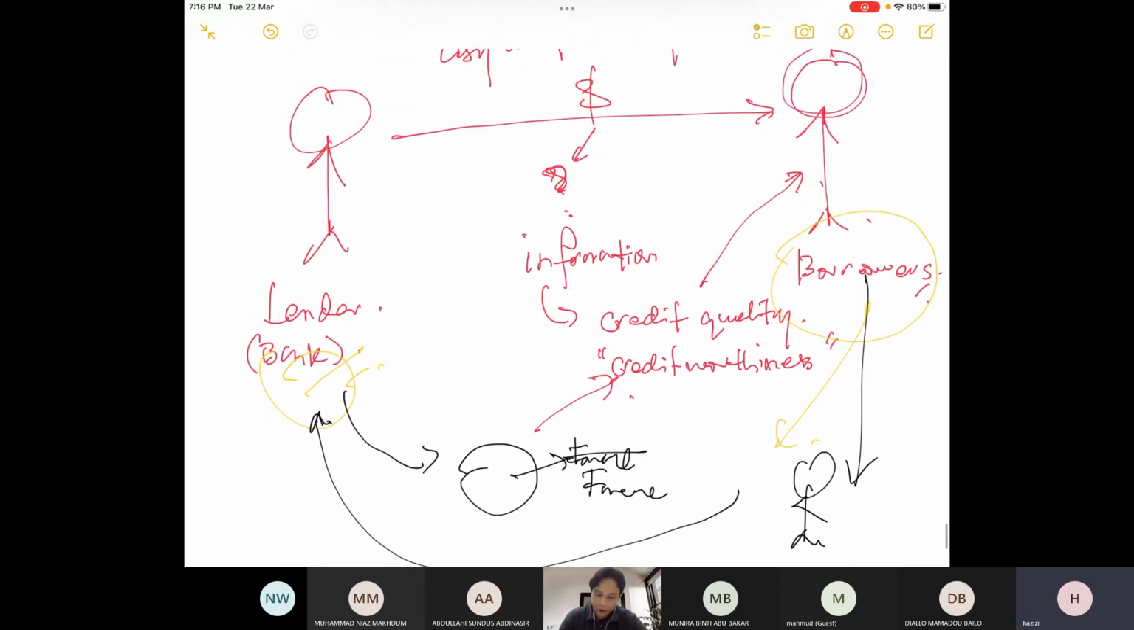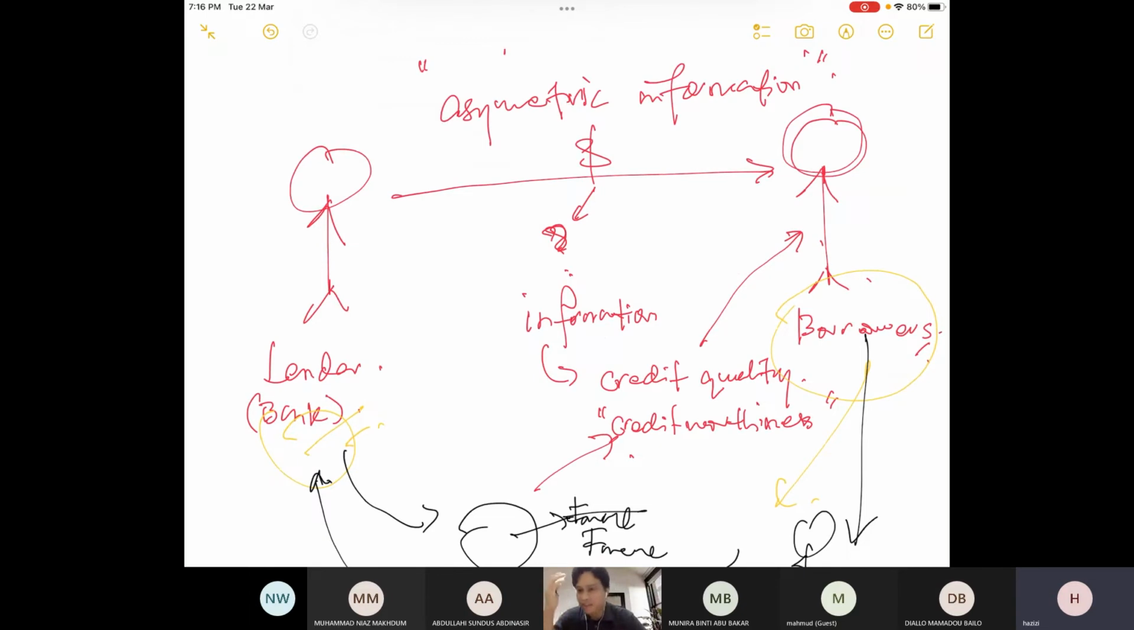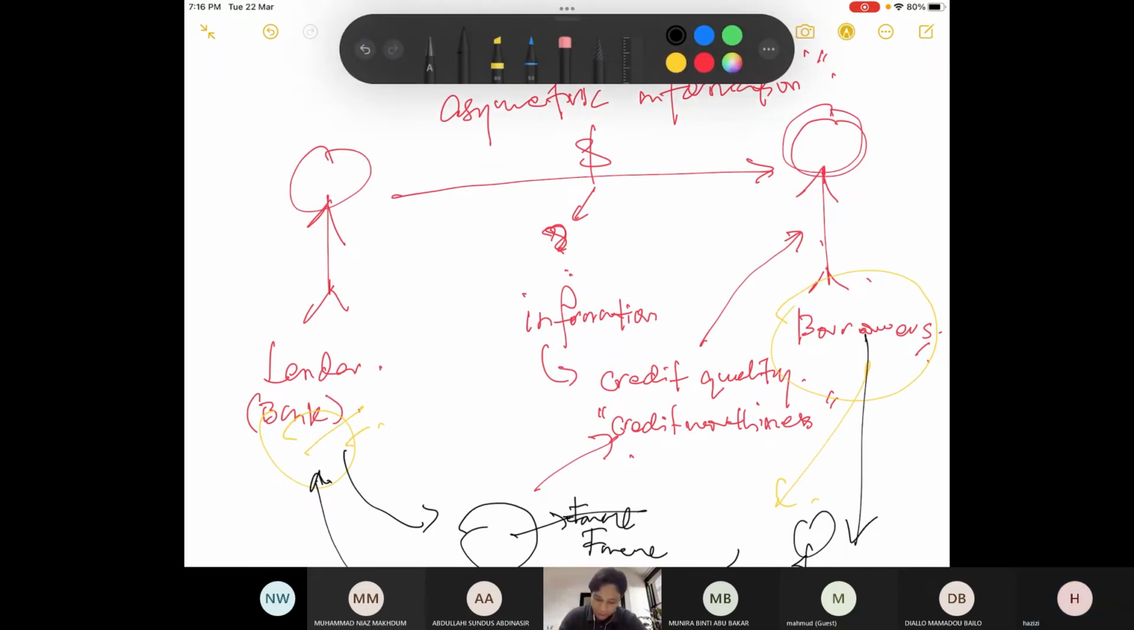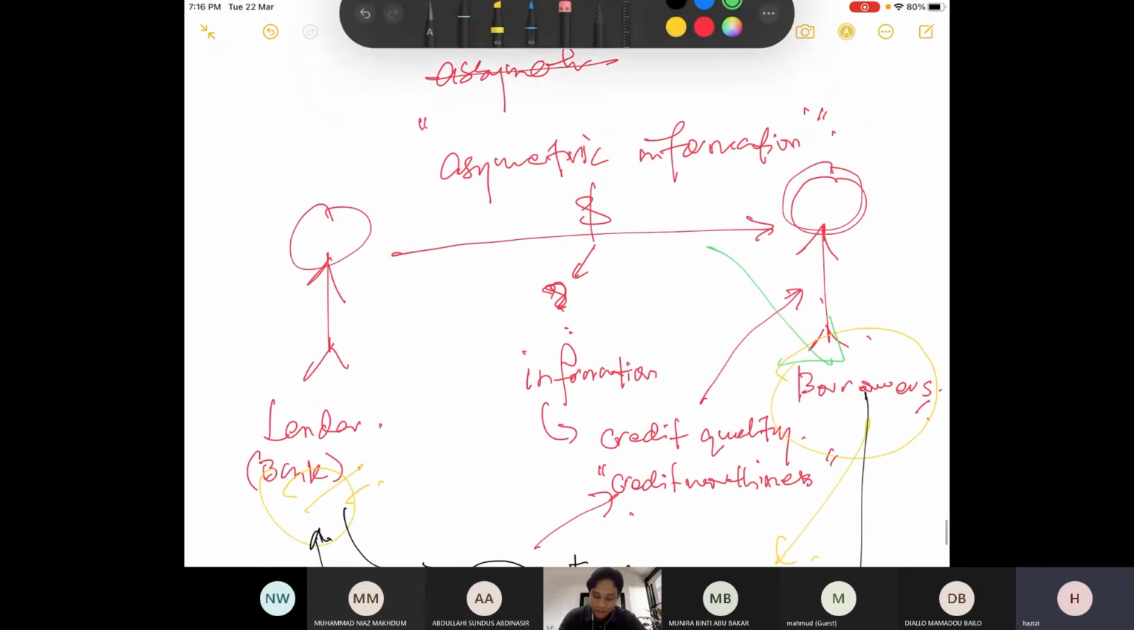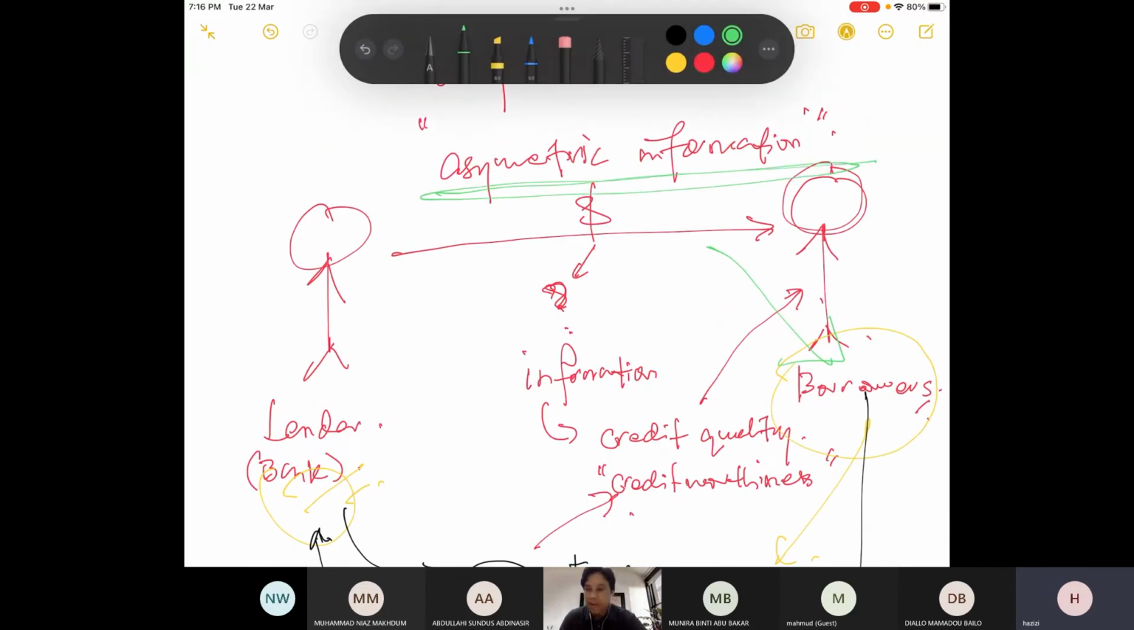So to answer the question earlier, who knows best is basically the borrower themselves, right? The borrower has the most information about him or herself being able to repay the money back. So this is what we call the concept of asymmetric information, right? There's a discrepancy between the level of information between borrower and lenders.